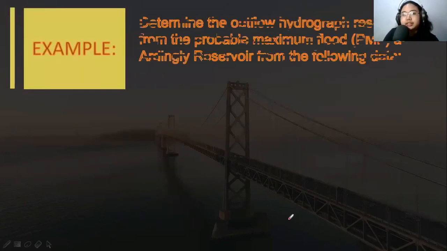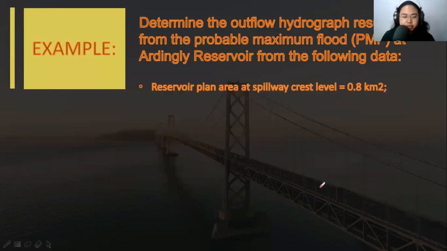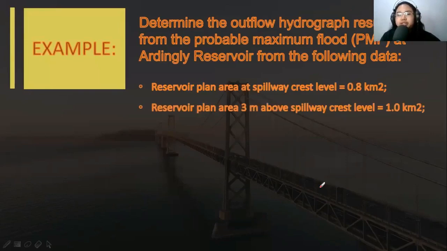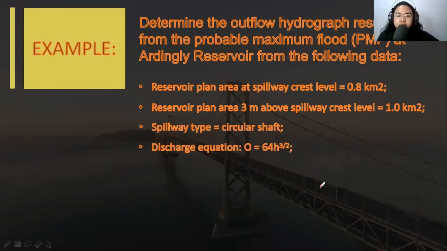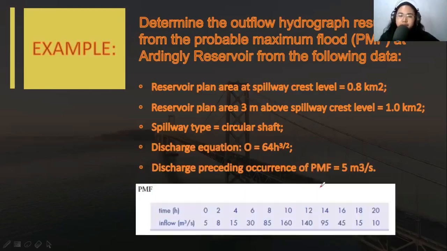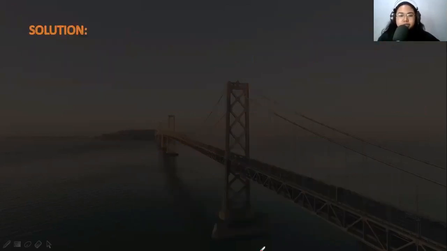Next, for example, determine the outflow hydrograph resulting from the probable maximum flood, or PMF, at Ardingly Reservoir from the following data. First, we have the data. Reservoir plan area at spillway crest level is equal to 0.8 square kilometers. Reservoir plan area 3 meters above spillway crest level is 1 square kilometer. The spillway type is a circular shaft. Discharge equation: O is equal to 64 H raised to 3/2. Discharge preceding occurrence of the PMF is 5 cubic meters per second. This is the table of given time and inflows.